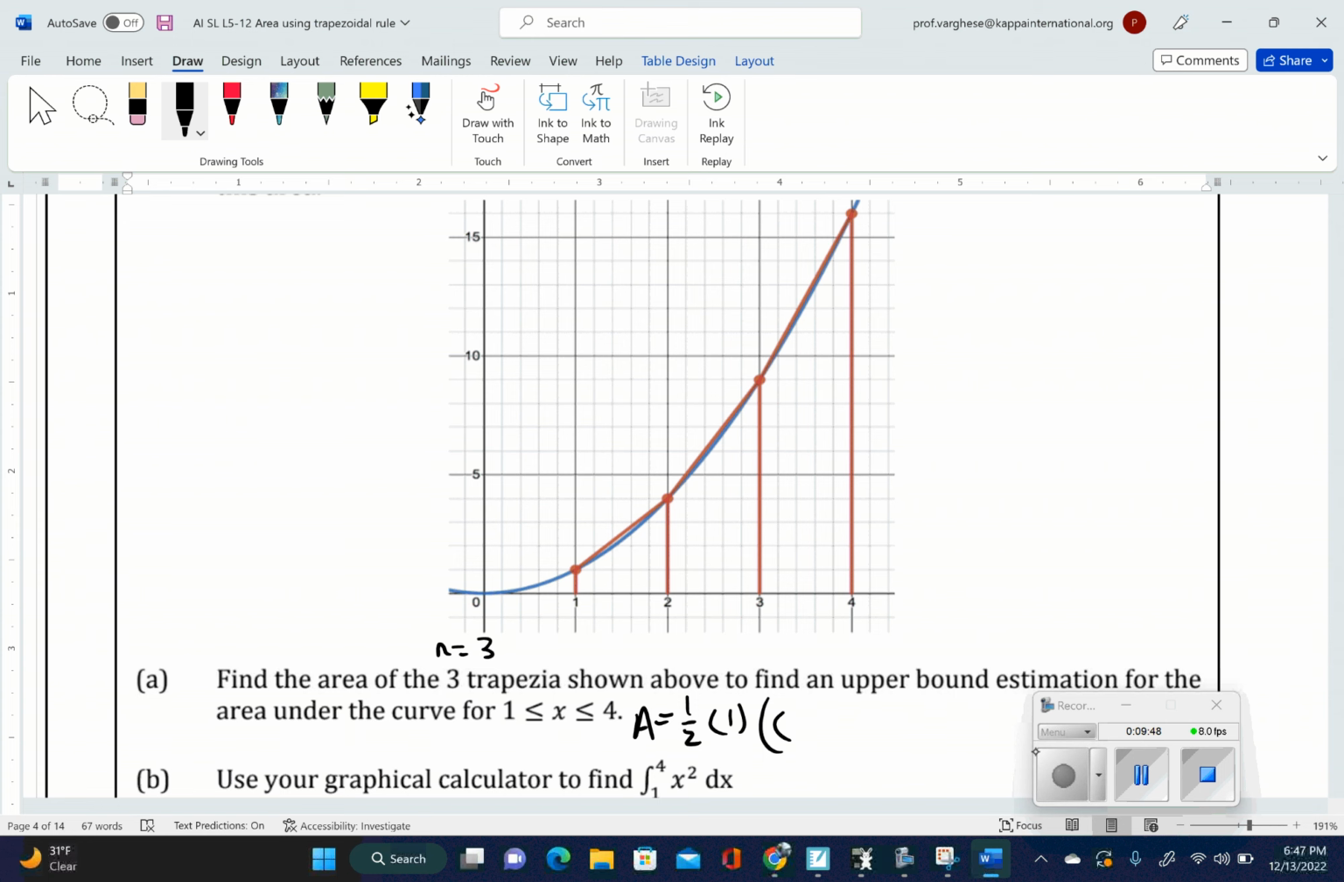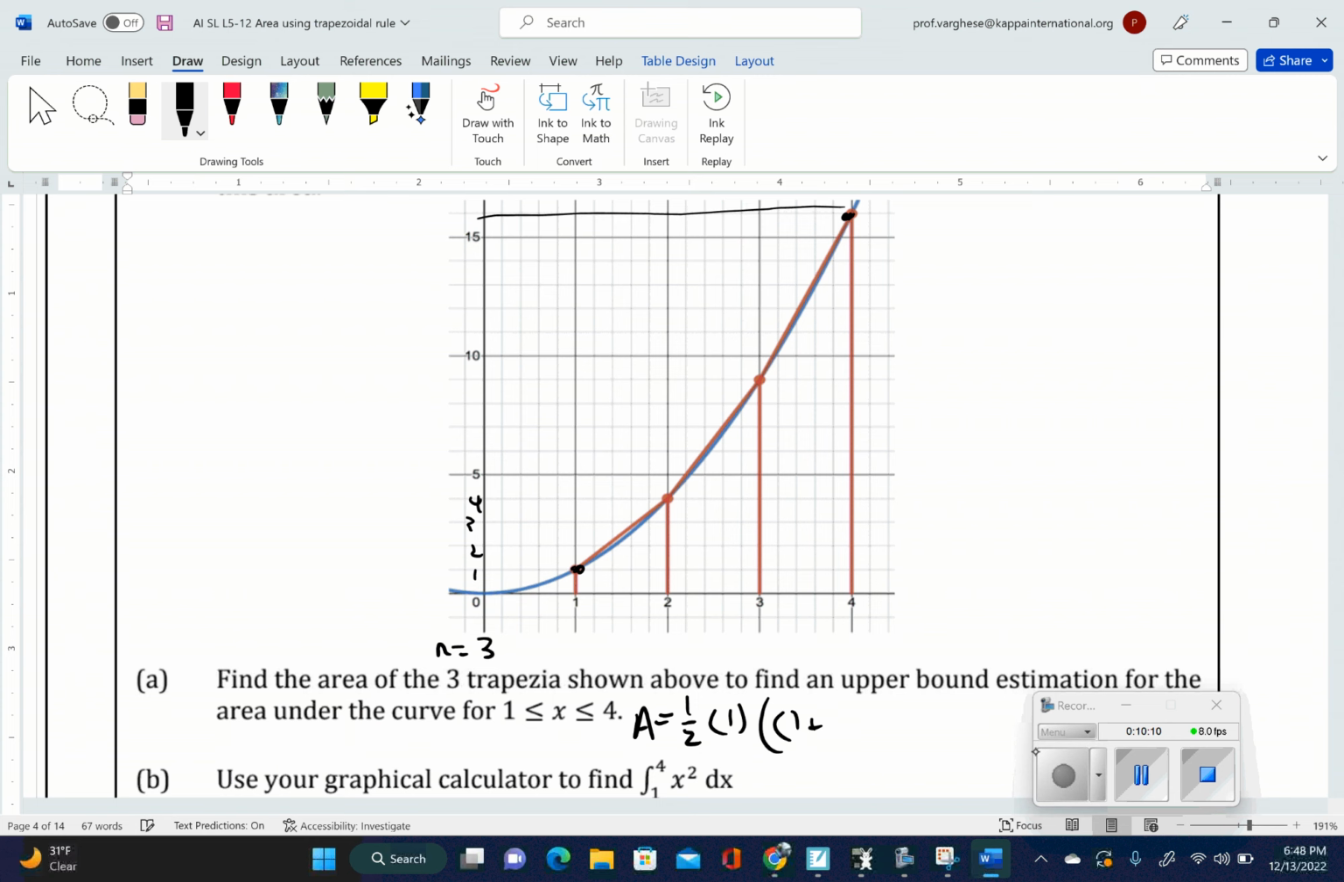My first number here, if I look, this number right here is at 1 because it's going by 1s, 2, 3, 4, and 5, right? So this one right here, the height is going to be 1. My last height, this one right here, looks like 16. If I go across right here, that's 16.